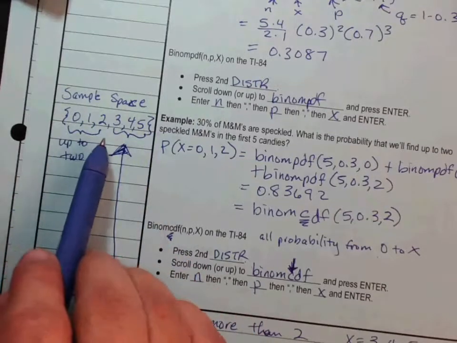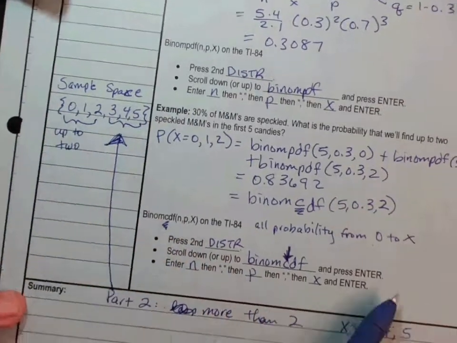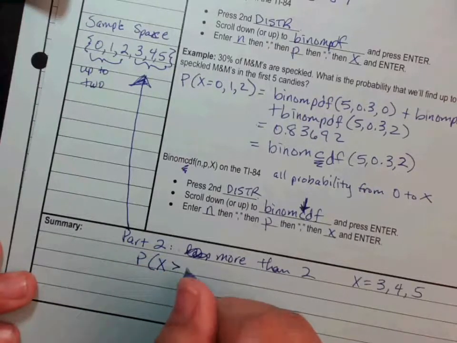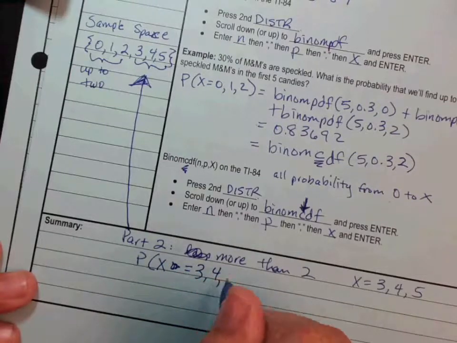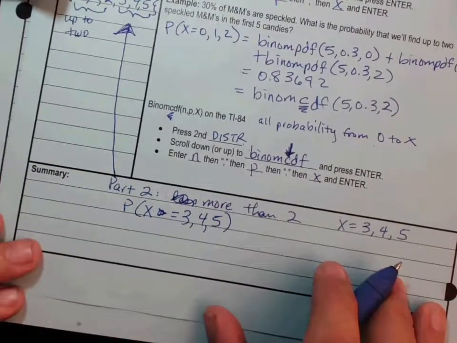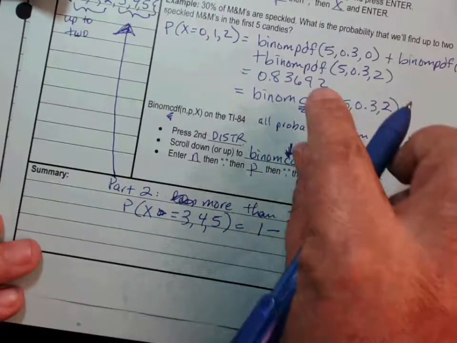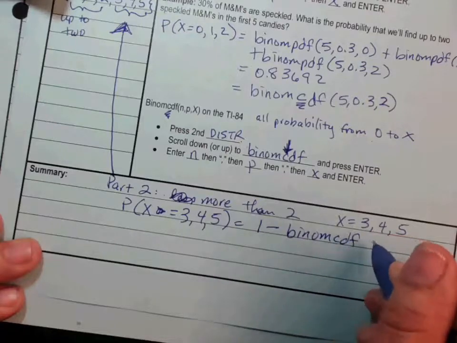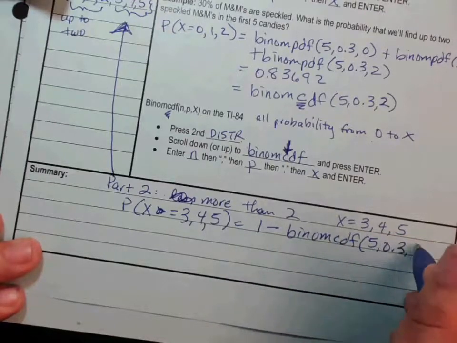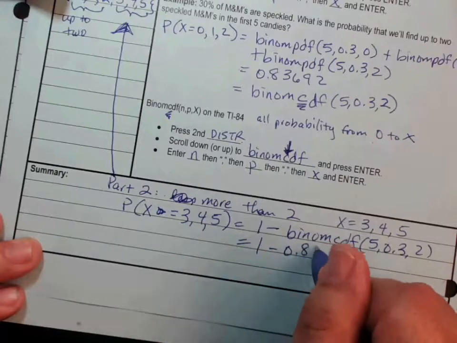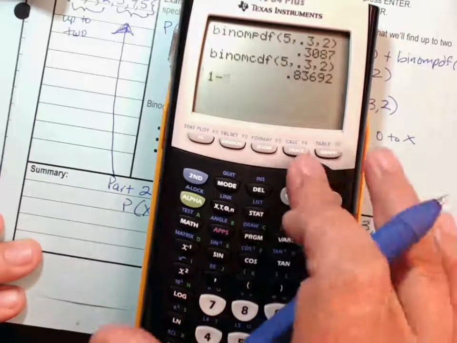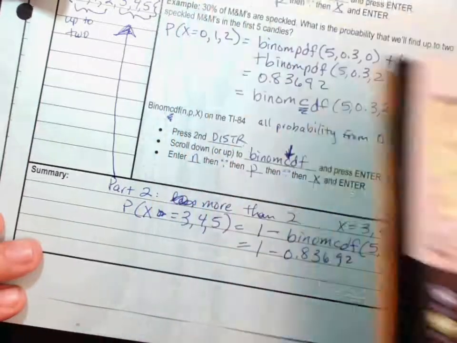What should the entire sample space add up to? It should add up to 1. So really, the probability that x is greater than 2, I'll just say x is 3, 4, or 5, right, is just 1 minus that answer. 1 minus the binom CDF of 5, 0.3, 2. 1 minus 0.83692. And let me go ahead and do that on my calculator. Minus that, or 0.16308.